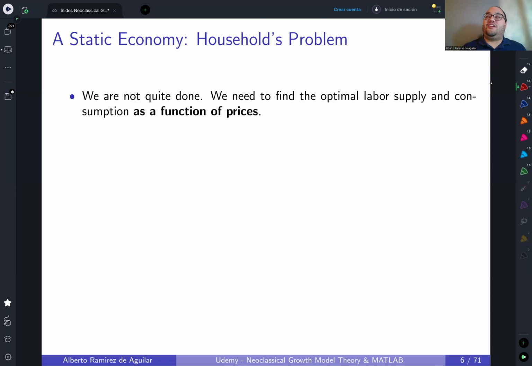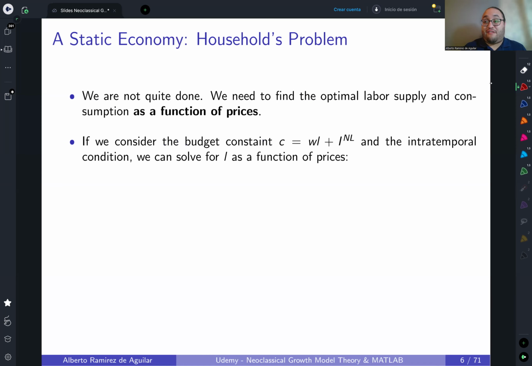The reason why we're not quite done is because we are looking for the optimal labor and consumption functions, and these can only be a function of prices. In this economy, there's only one price, which is the wage. So I need to find the optimal labor as a function of wage, and the optimal consumption as a function of wage. So remember that we have a budget constraint. So we have this, okay? And we also have the intratemporal condition, okay?